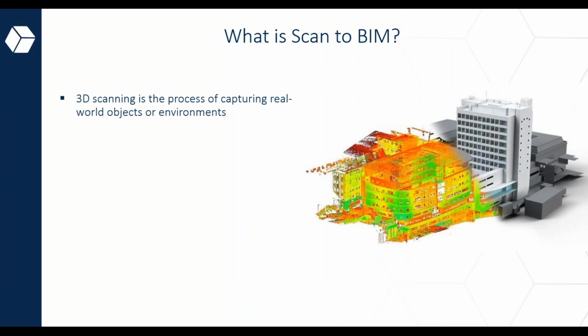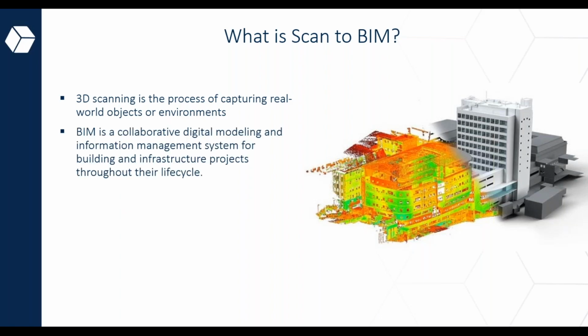So before we get into exactly what is Scan to BIM, let's address what is 3D scanning. So 3D scanning is a technology that captures the shape and appearance of the real world environment and objects in a three-dimensional view. This collected data is processed to basically create a digital 3D model that can be used for various purposes, whether that be visualization, virtual reality, or 3D printing. So that's 3D scanning. What is BIM?